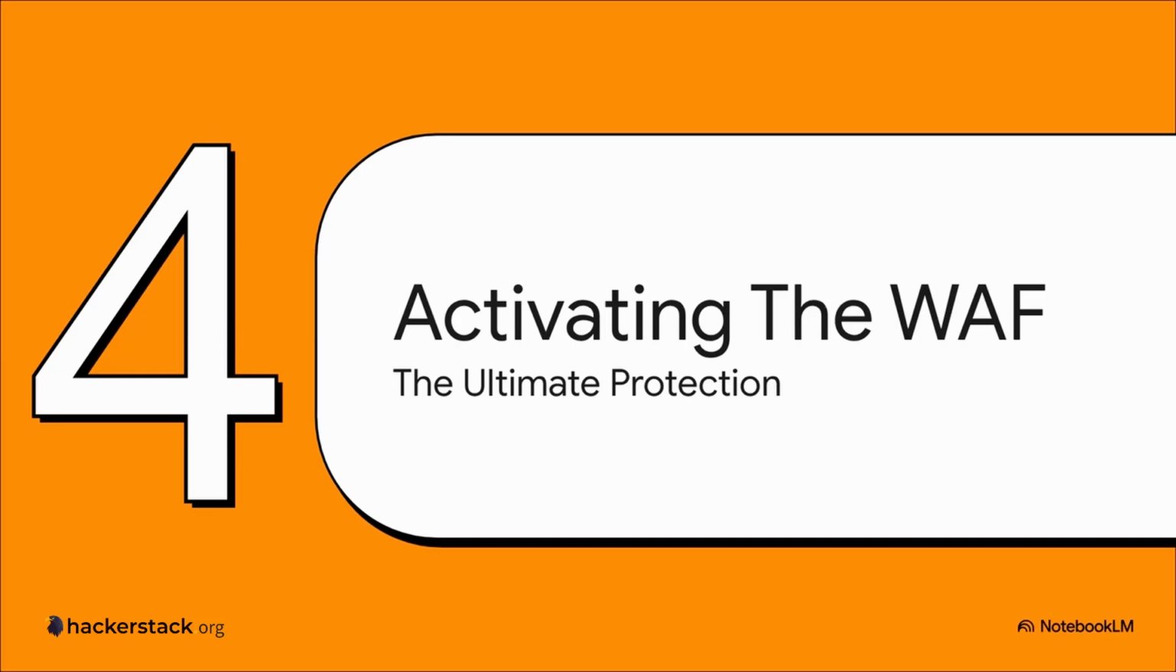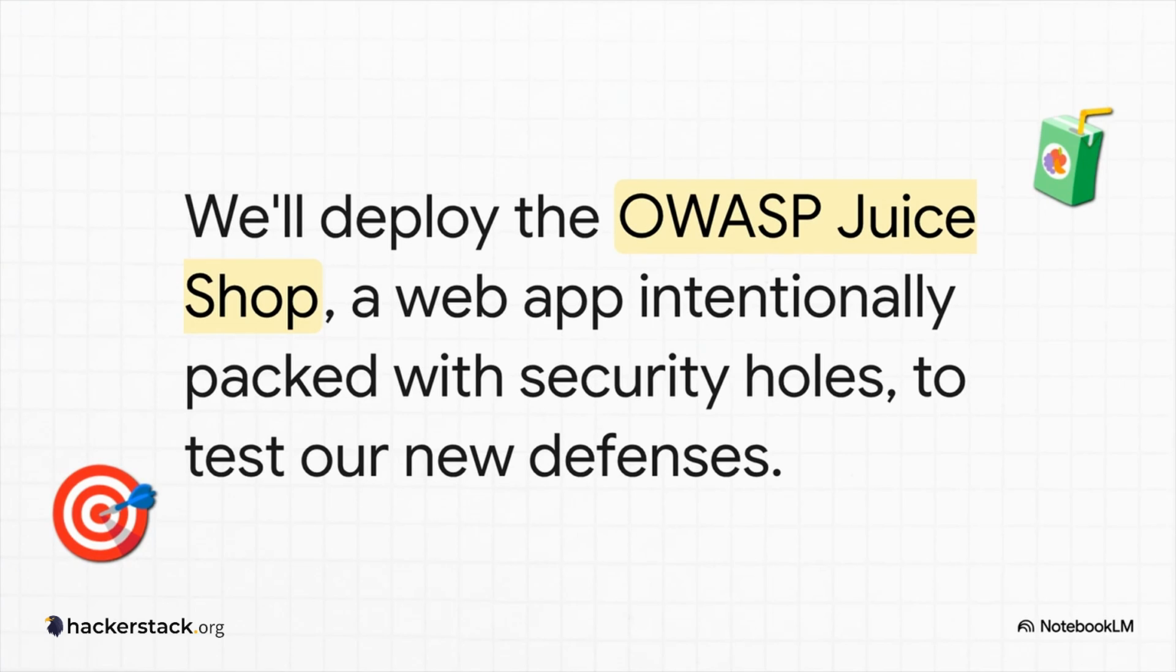Okay, so now we have a locked, encrypted front door. That's great. But what if we could give that door an entire state-of-the-art security system with cameras and alarms? This is where it gets really cool. We can attach a web application firewall, a WAF, to actively block common cyber attacks before they ever get near our app. Now, to prove this works, we need a guinea pig.